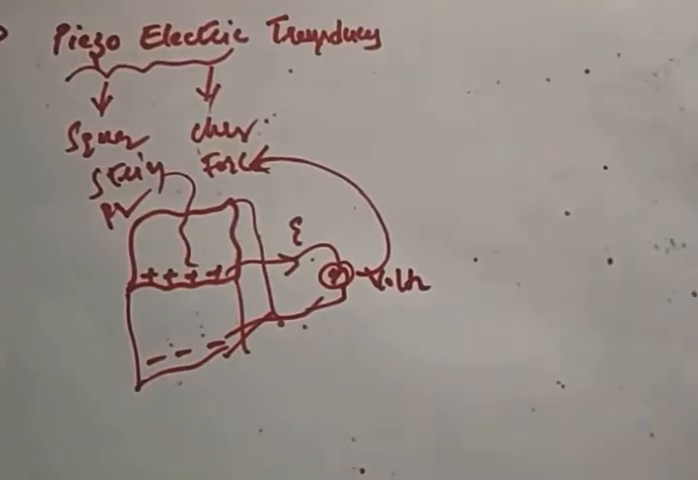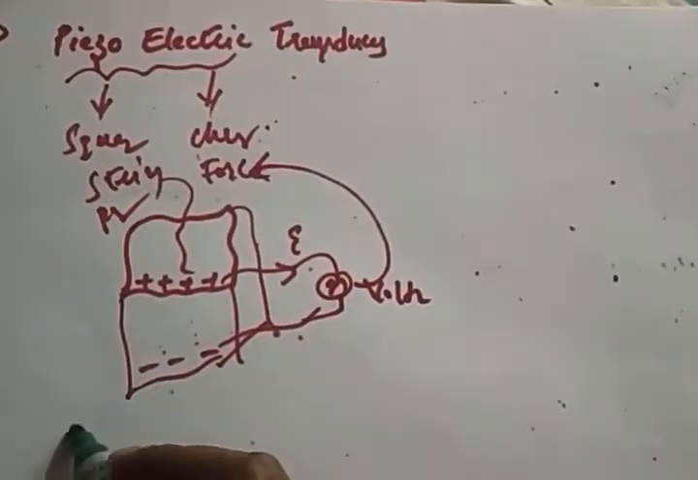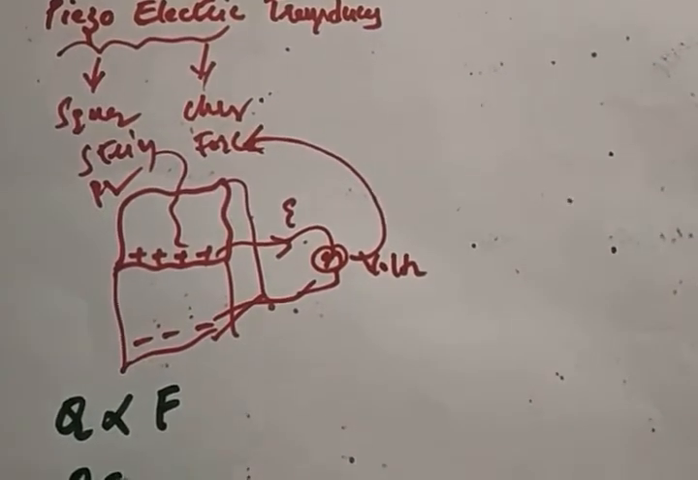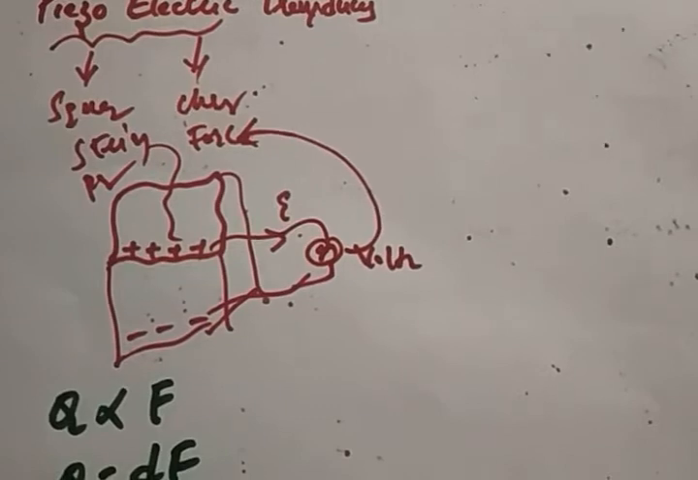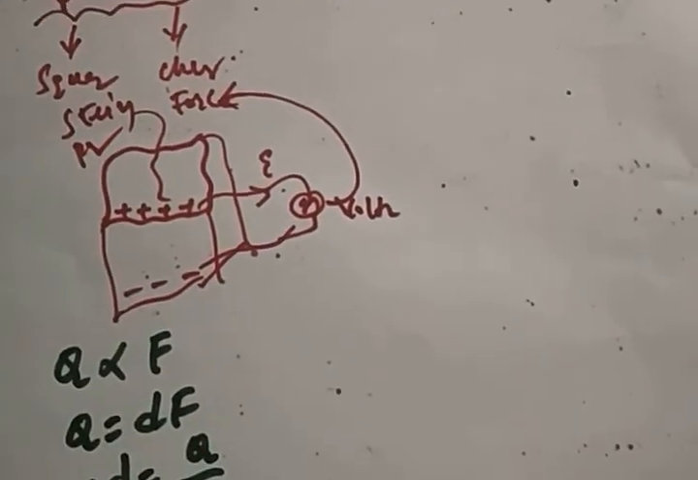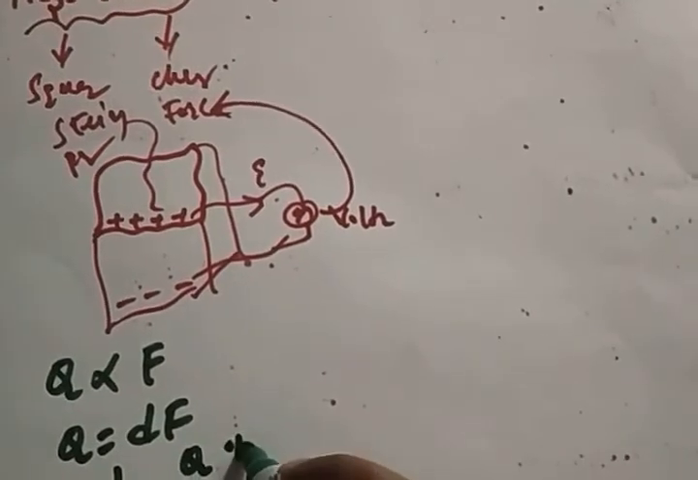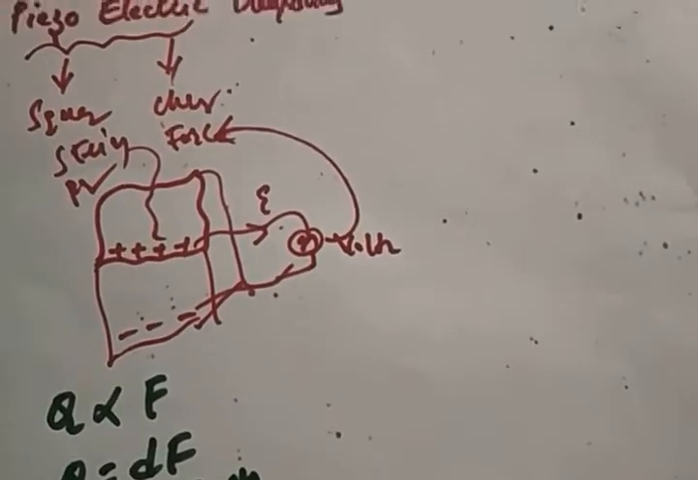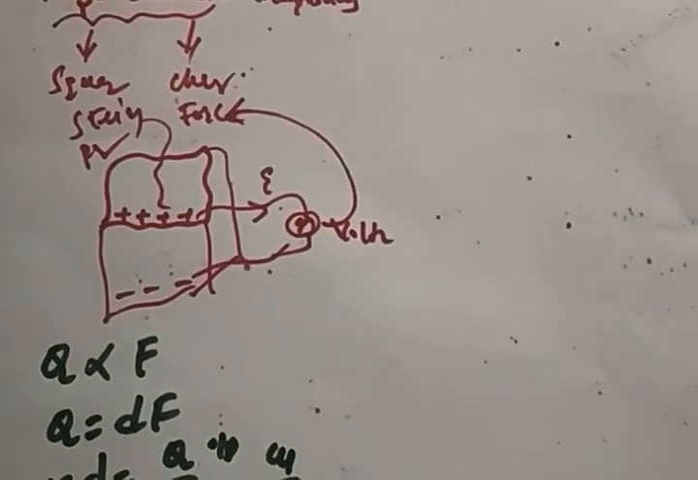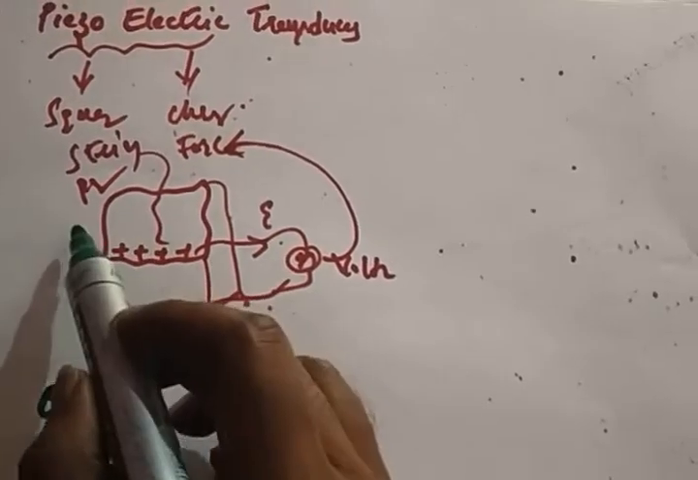So how much charge? The charge is directly proportional to force, Q = dF. So d is nothing but Q by F, where d we call the charge sensitivity. It's not output by input now, it is change in output by change in input. So that is called charge sensitivity, with units of coulomb per newton.